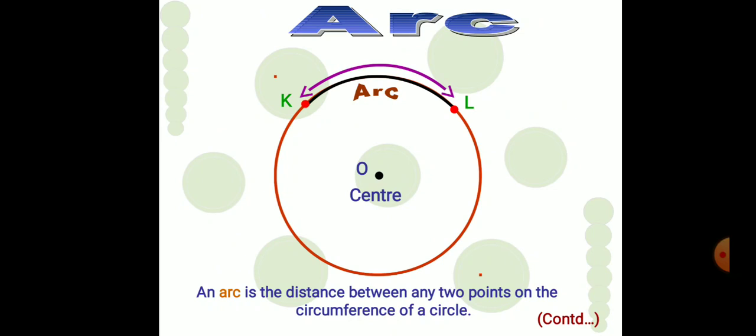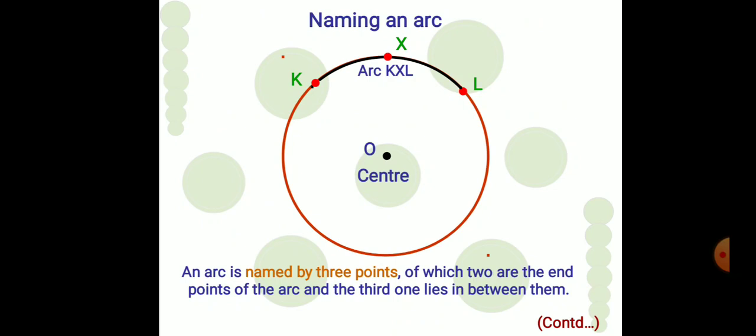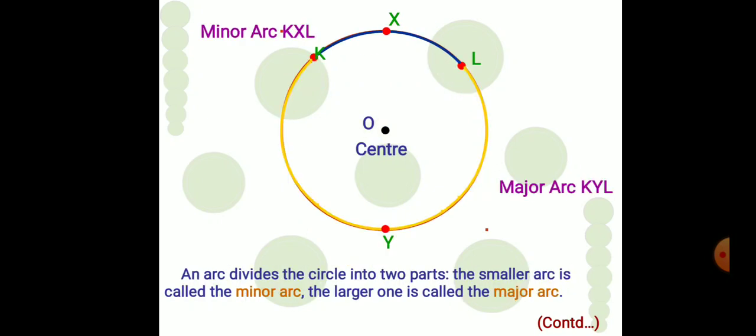Next we have the term arc. Any part of a circle is called an arc of the circle. An arc is the distance between any two points on the circumference of the circle. We all know what is meant by circumference. Next, an arc is named by three points, of which two are the end points of the arc, K and L, and the third one lies in between them.